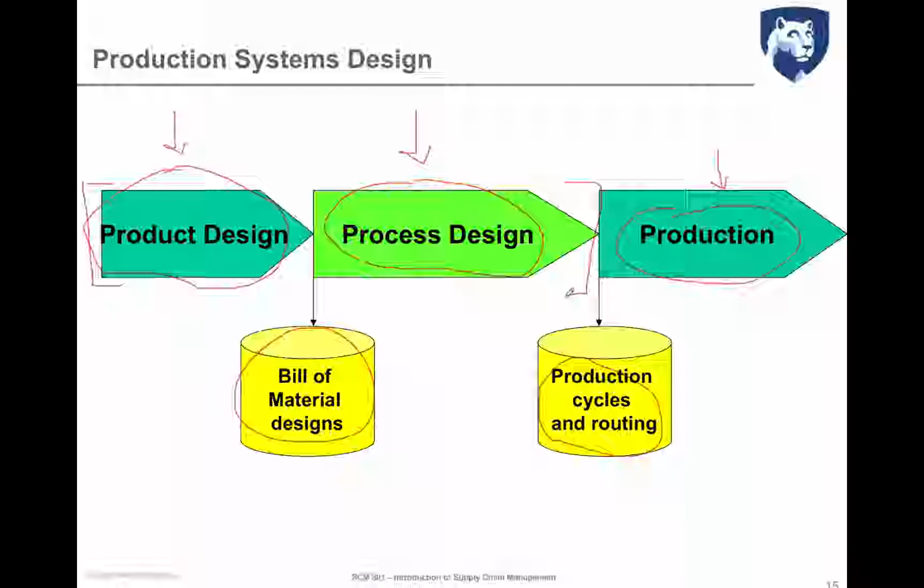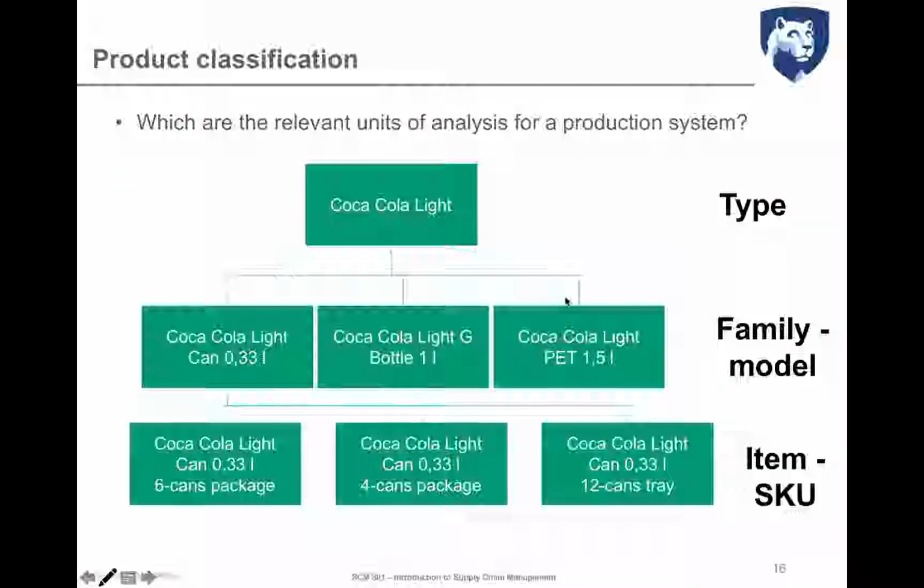Let's start with the product design. Of course, first of all, we have to define the different hierarchical levels of our product. So, first of all, we need to decide and define the unit of analysis for a production system. And same as we discussed when we talked about demand management, when we talk about product classification in a production system, we have different levels of aggregation.